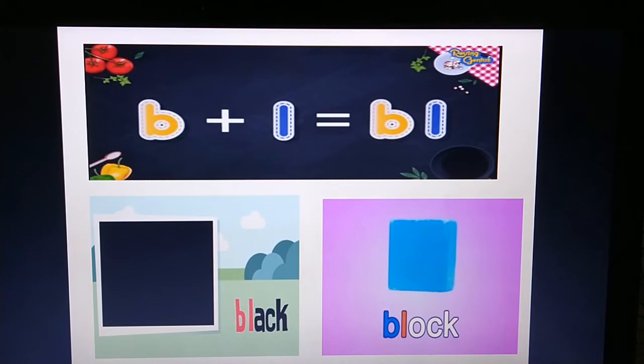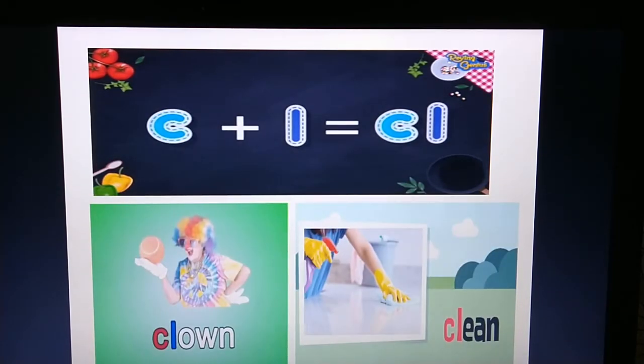So, B plus L, bl, black, block. In the word black, consonant blend B, L is there. Bla, bla, ack, black. Bla, ock, block. In C plus L, cla, cla, own, clown, cla, ean, clean.